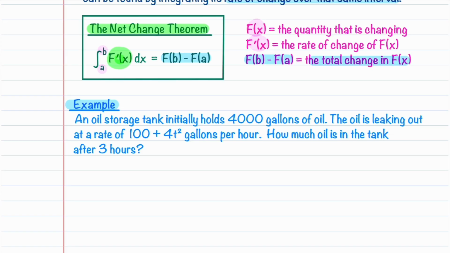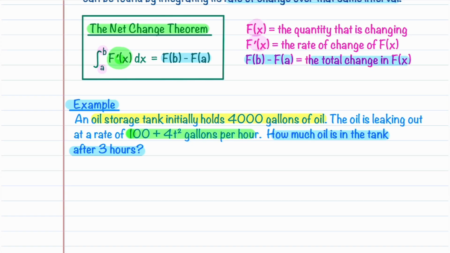We are told that an oil storage tank initially holds 4,000 gallons of oil. The oil is leaking out at a rate of 100 plus 4t² gallons per hour. We want to find out how much oil is in the tank after 3 hours. Our tank has some oil in it. Oil is leaking out, and we want to find how much is left in the tank after 3 hours.